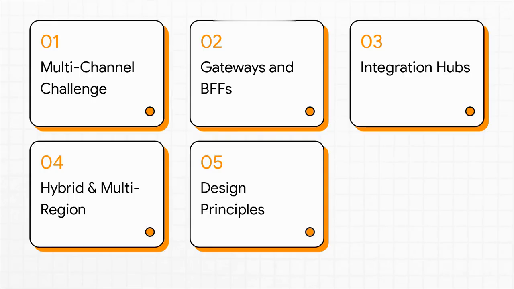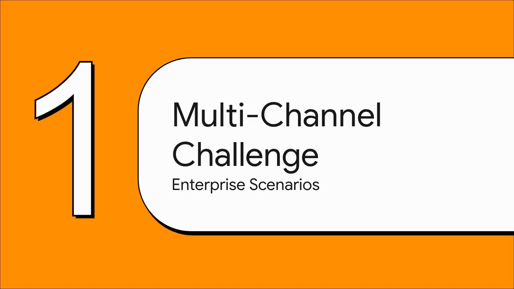To figure this out, we're going to map out a comprehensive architectural blueprint today. We'll quickly hit the multi-channel challenge, layer in some gateways and BFFs, talk about integration hubs and logic apps, conquer hybrid and multi-region setups, and wrap it all up with some core design principles for scale. Let's start by looking at a real-world enterprise scenario that demands a seriously advanced setup. Here is Section 1, the multi-channel challenge.